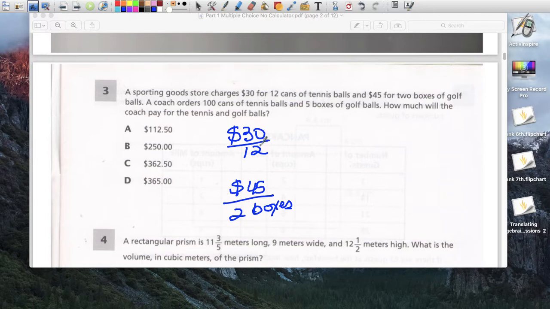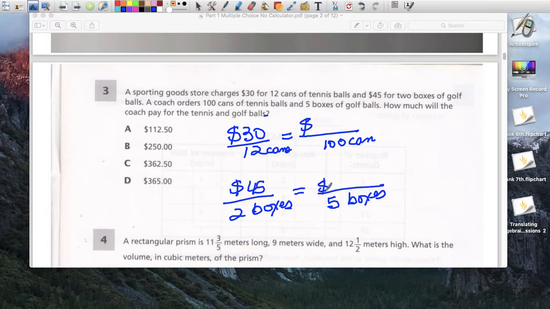Well, it's 30 for 12 cans, right? So I think it's easier if you find the unit rate. Let's see, divided by 3, I can do that. So if I set up a proportion, I think it will work. So 30, and then what did he buy? 100 cans. So this is cans. So what happens if I buy 100 cans? How much will I pay? So this on top is my question mark. And at the bottom, I buy five boxes. And I want to find the amount of money, right?